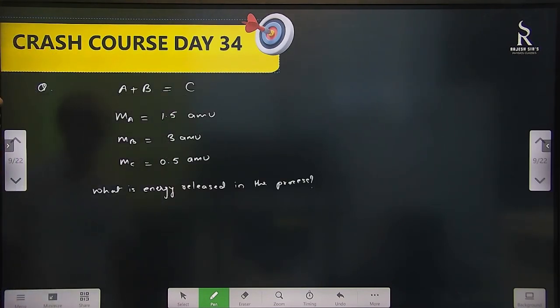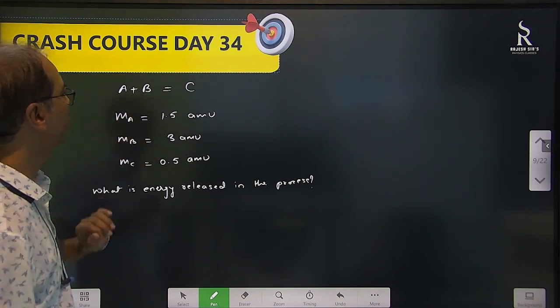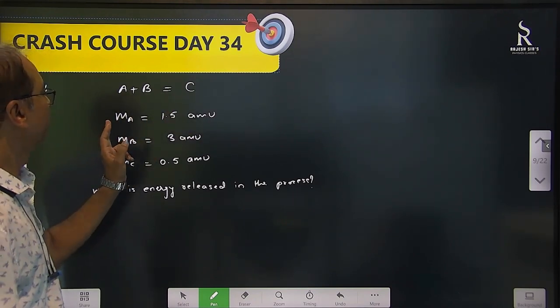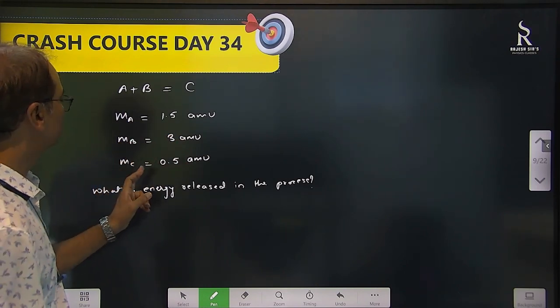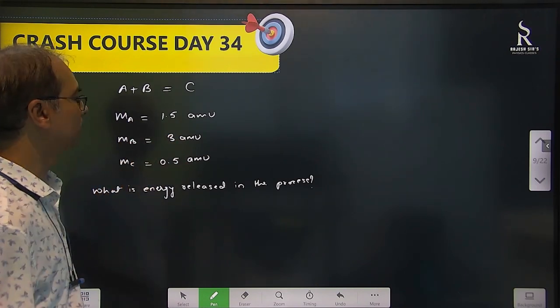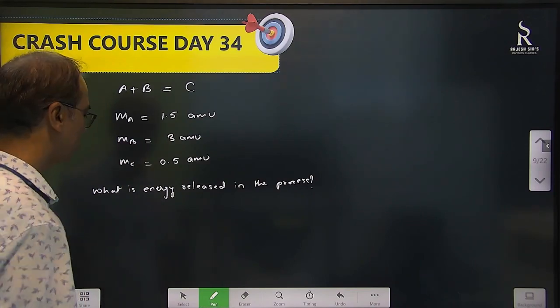Then again a similar thing: A plus B equal to C, A and B are coming together and C is formed. Mass of A is 1.5 AMU, mass of B is 3 AMU, mass of C is 0.5 AMU. What is the energy released in the process?